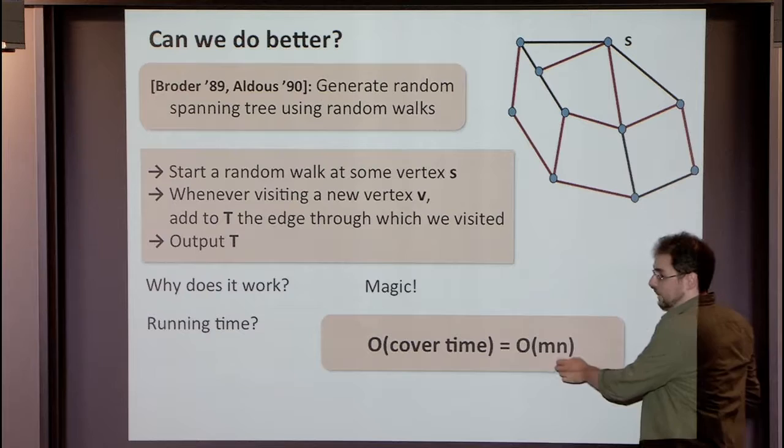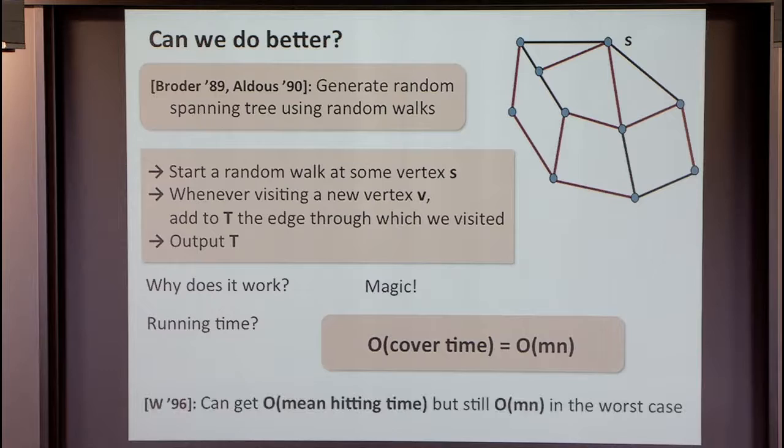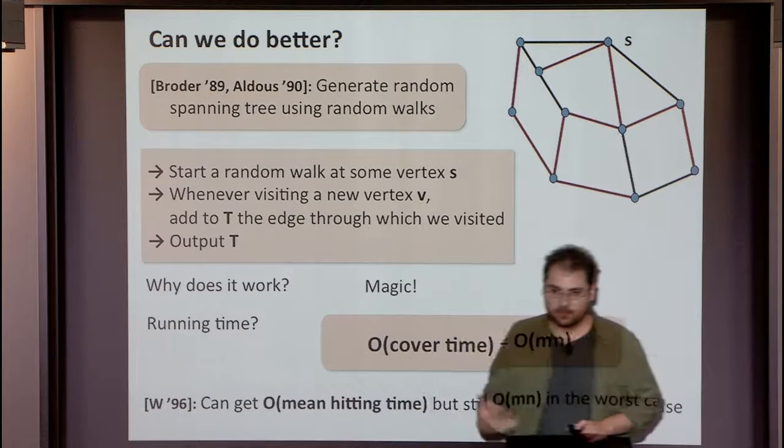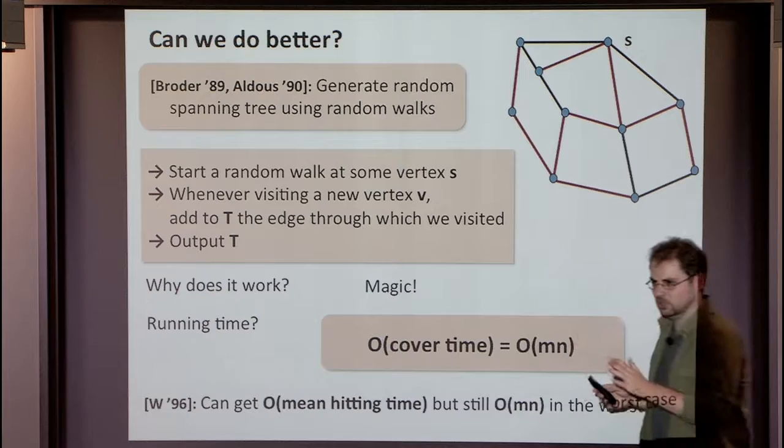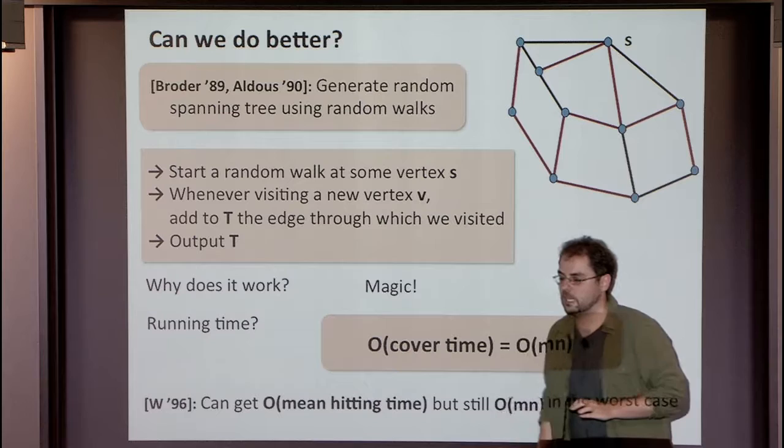Actually, Wilson got a different random process, in a similar framework, that gives you this random spanning tree in the mean hitting time. We will not explain what it is, but in some graphs it is smaller than the cover time. It's always bounded by the cover time, but it's sometimes smaller. But still, in the worst case, it's the same.